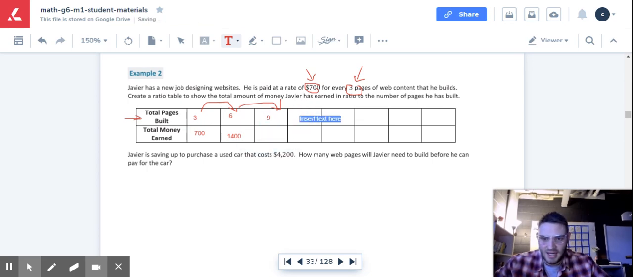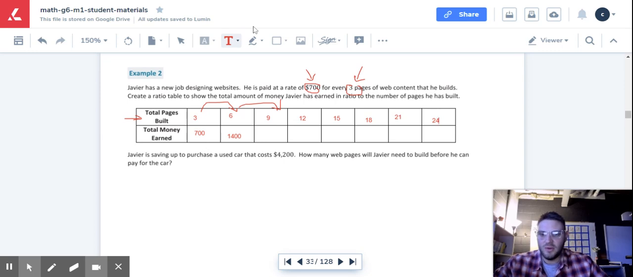3, 6, 9, 12, 15, 18, 21, 24. I think Javier is going to make quite a bit of money here.